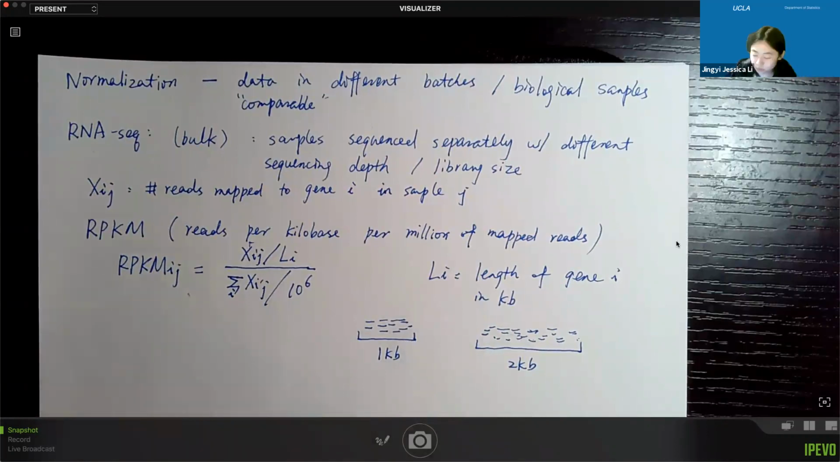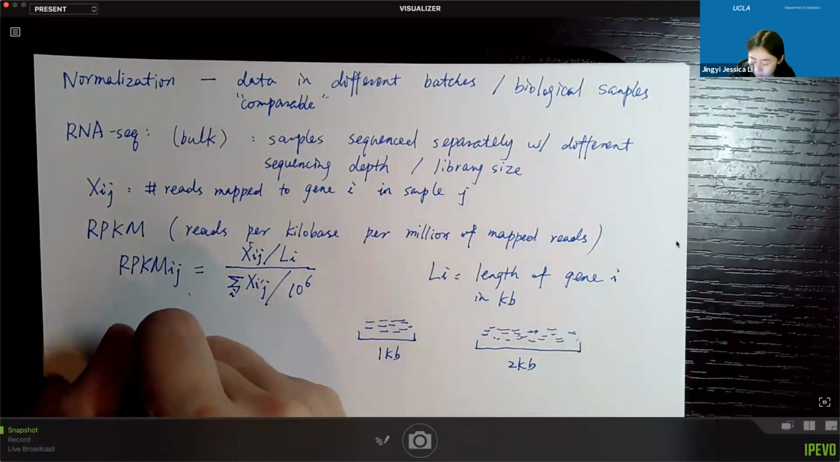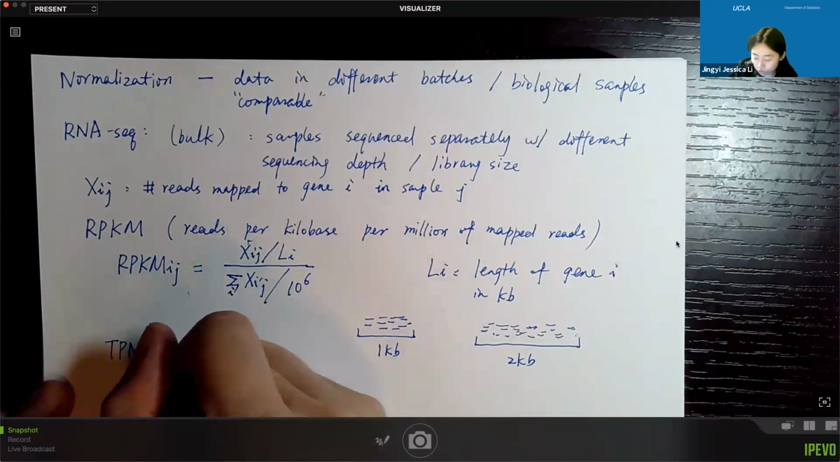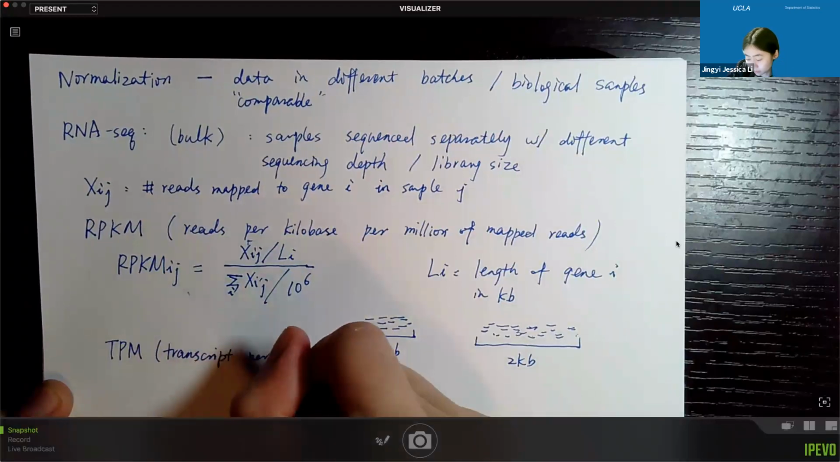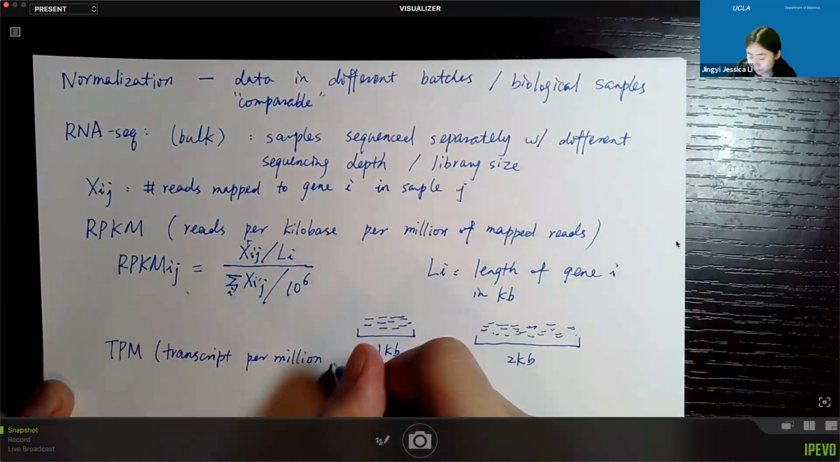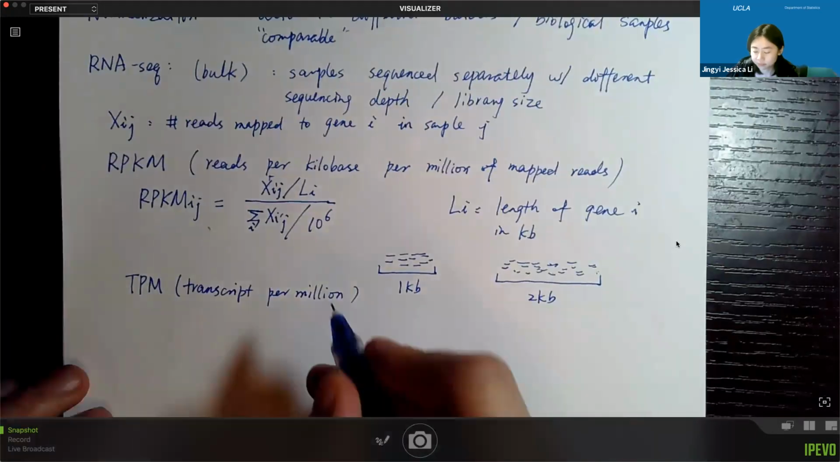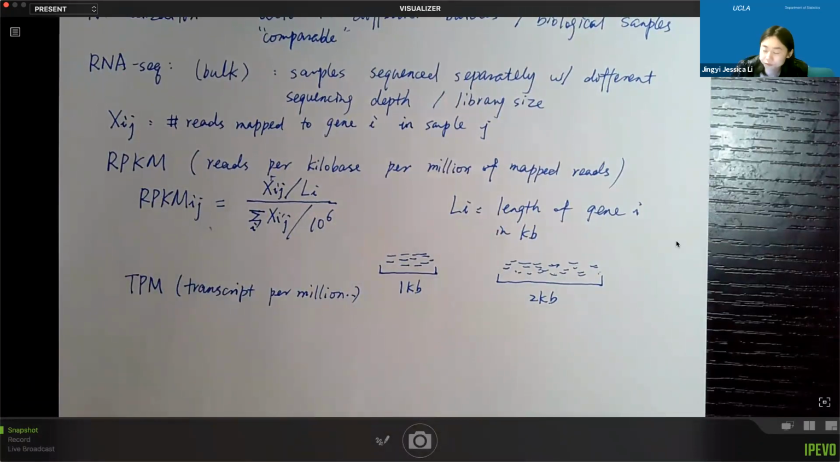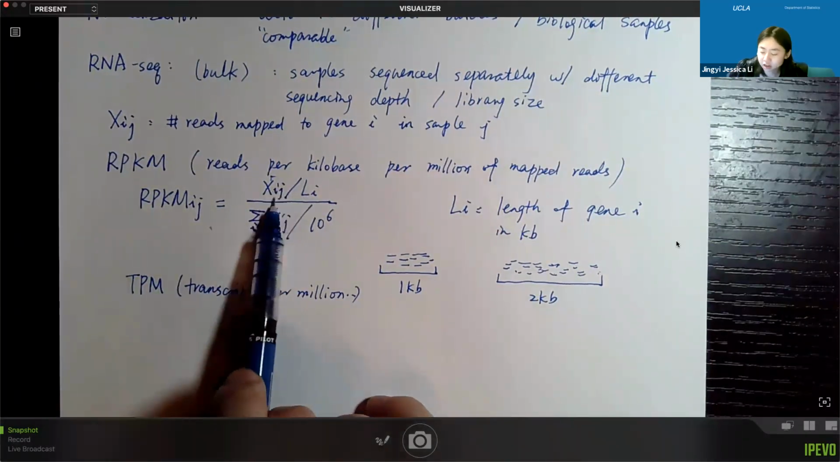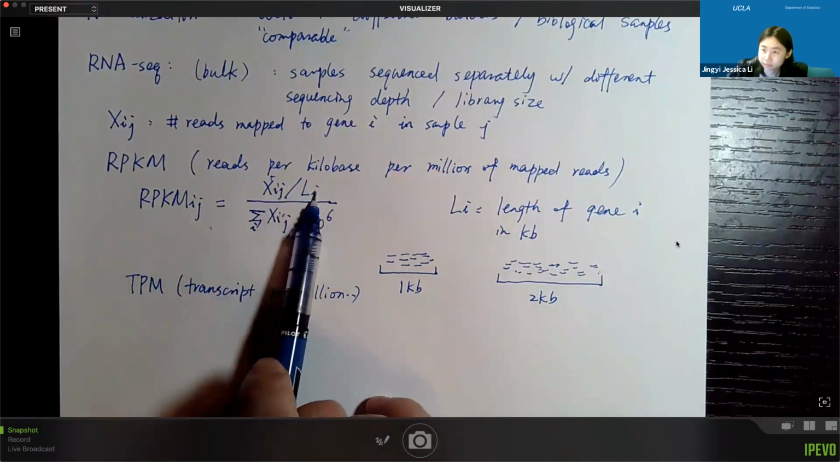So then later, people proposed this so-called TPM. It's just called transcripts per million of mapped reads. So what does it mean? It means that in the denominator, your sequencing depth is not defined by the total number of reads in sample j, but the total number of molecules in sample j. And you are trying to approximate the number of molecules in gene i based on X_ij divided by L_i.